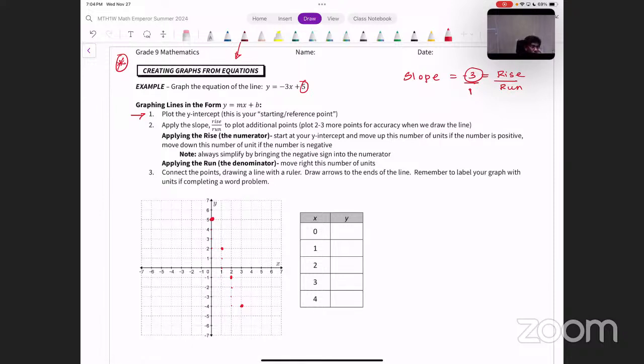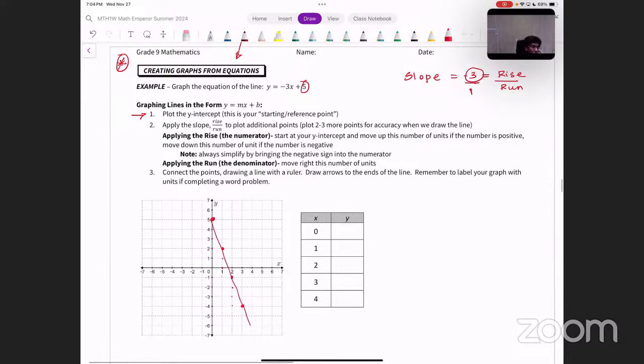Now they say connect all those points together. Now let's see what else we can do. Because you have an equation, you all know how to do substitution. We're going to substitute values for x. If x is 0, y is equal to -3 times 0 plus 5, so I get 5, isn't it? When x is 1, y is equal to... Are you done with this? You already finished graphing it?